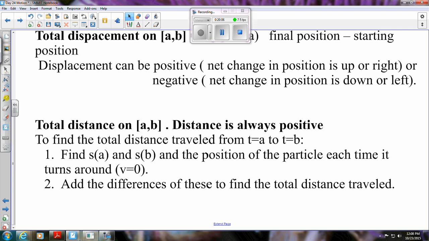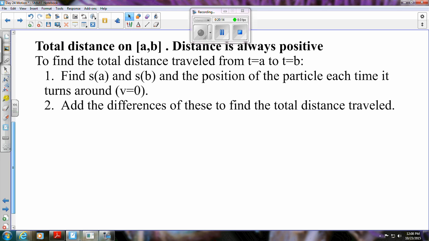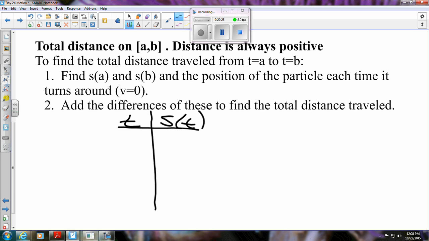Now, here's something to think about. Displacement can be positive or negative. Distance is always positive. Now, I'm going to see if you can figure this out. Set up a little chart for me and label it T and S of T. And I'm going to give you the positions at 3 times. We need to know the position at the start time. Let's say the start time is T equals 0, and let's say its position is 5. So it's at 5 on the number line at time 0.